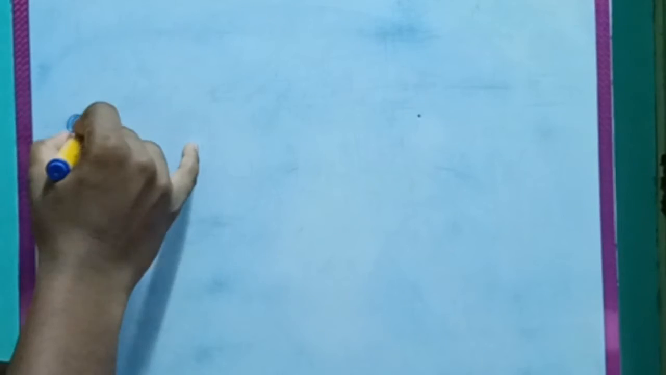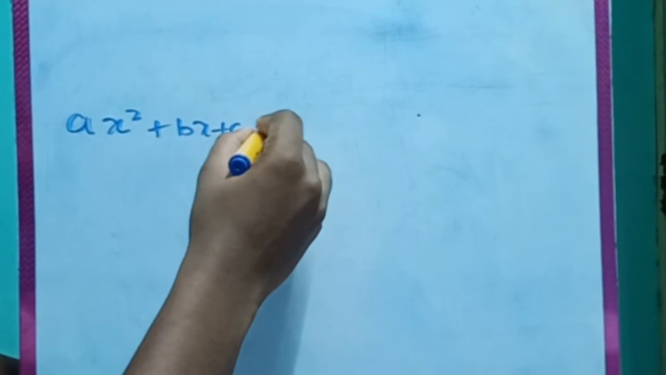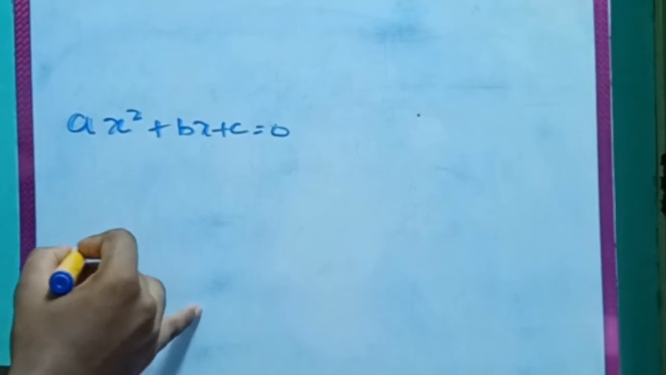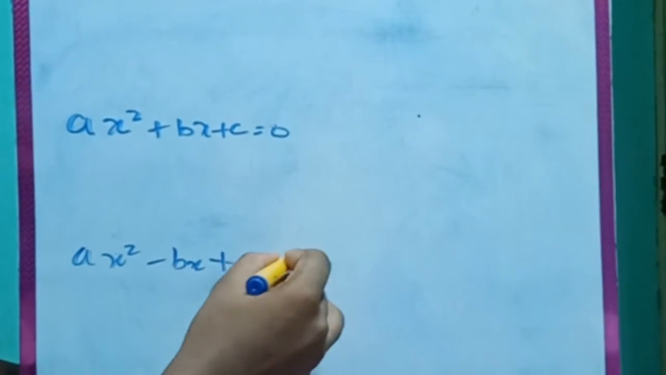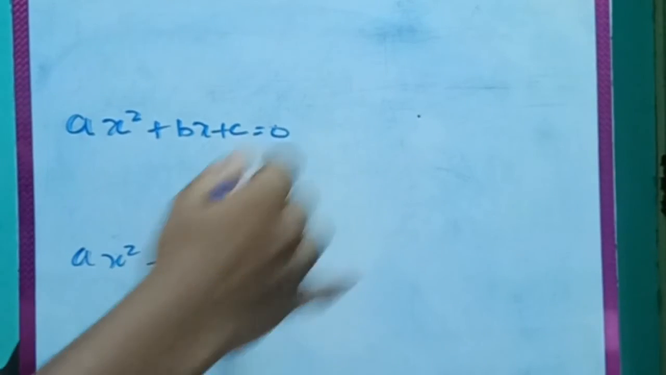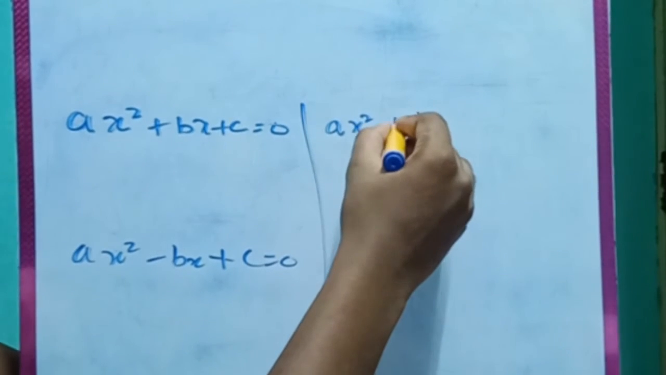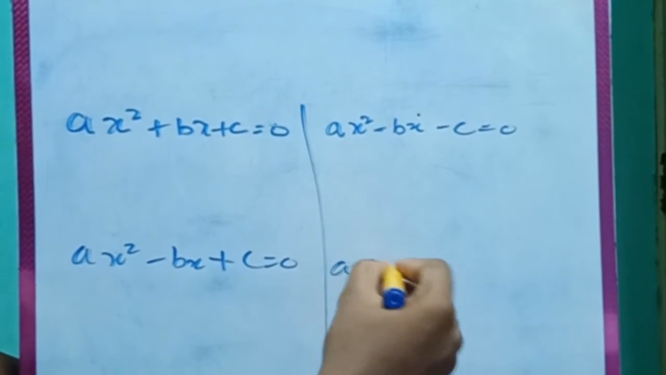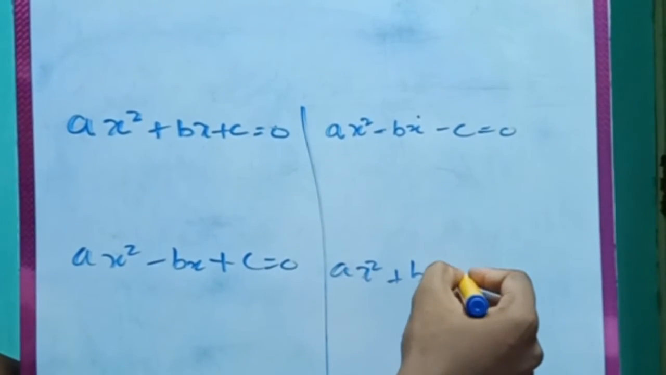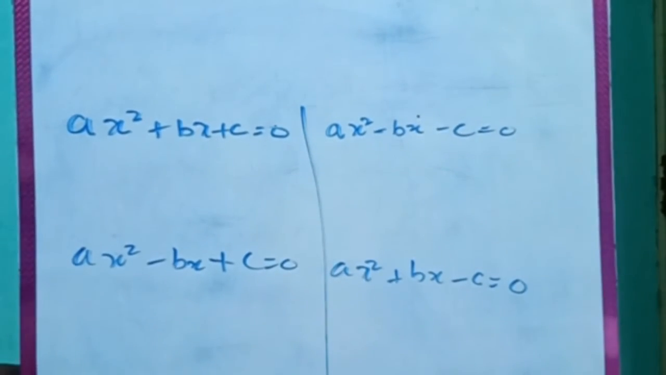I will write ax square plus bx plus c equals to 0, and one more equation, ax square minus bx plus c equals to 0. I have less space, so I will write here also. One more is ax square minus bx minus c equals to 0, and ax square plus bx minus c equals to 0. These are the possible equations we will get in our exam. Apart from this, you won't get anything.